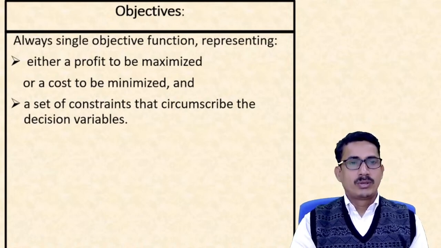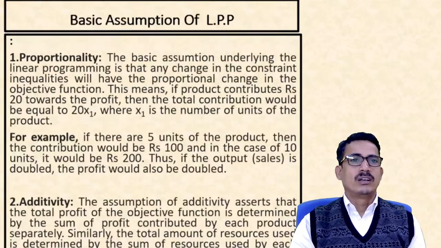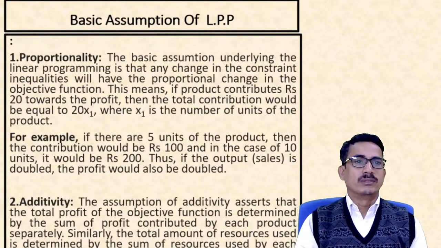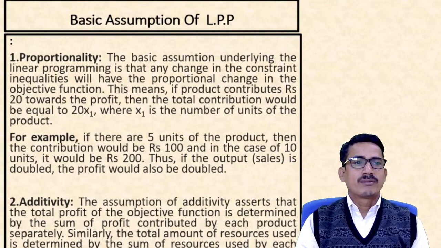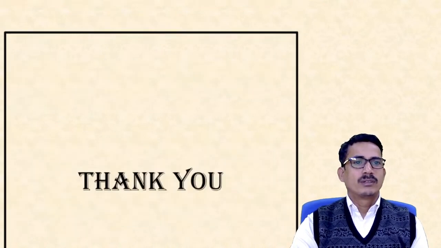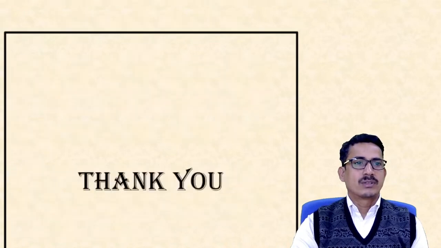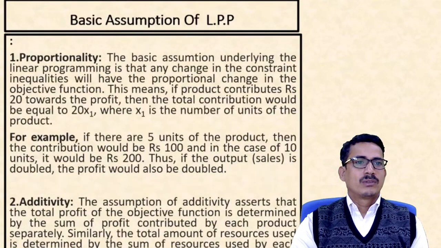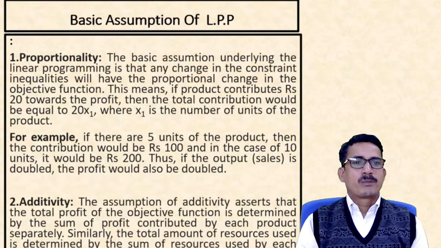So before coming to linear programming problems in the next class, let us have an idea about the basic assumptions of LPP. With the assumptions of LPP, we have five assumptions. One is proportionality, we have additivity, we have continuity, we have certainty, and we have finite sizes. The first is proportionality. What does it say?